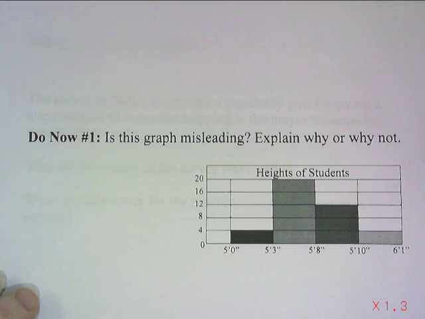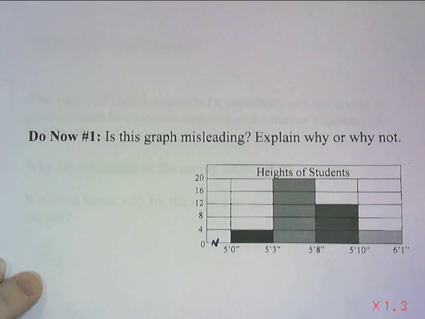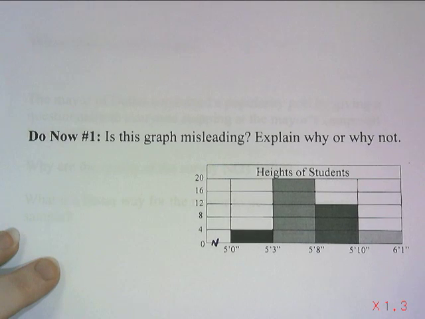So what did you think? Is this misleading or not? First of all, I probably should have had a break here between my 0 and my 5 feet, but that's not going to be the big difference as to whether or not it's misleading. This graph is misleading, and it's because of this axis.